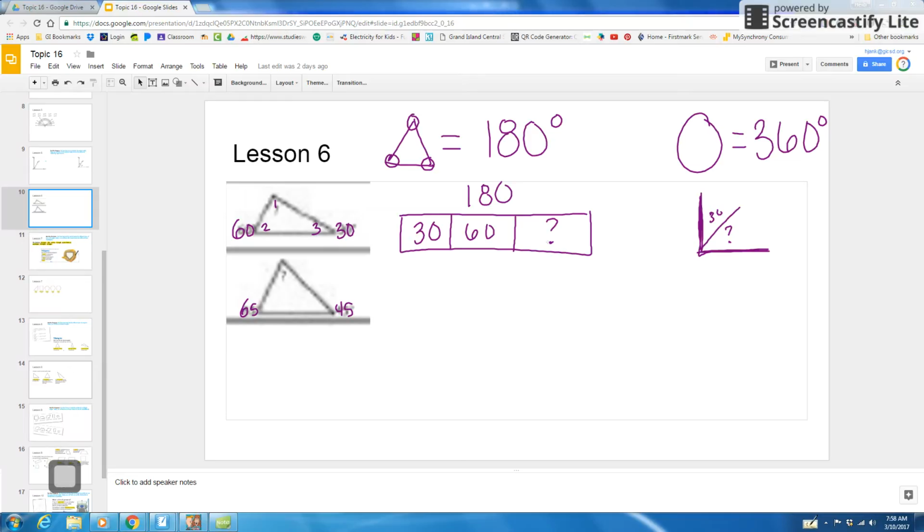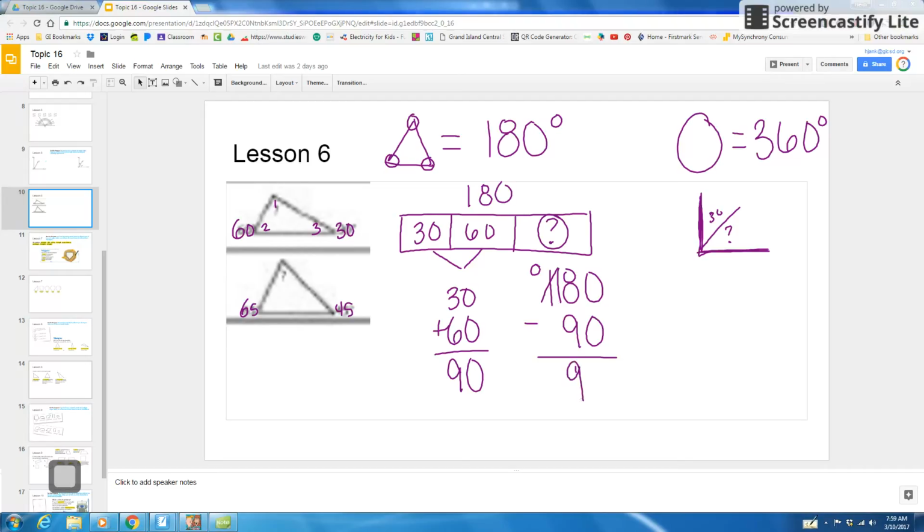So what we could do is take our two parts, 30 and 60, and add them together to get 90. I still need to find this missing part right here. So I could do 180 minus 90. I'm going to give you a chance to go ahead and make that guess. Regroup. And we get 90 degrees. So this missing angle here would be 90 degrees.